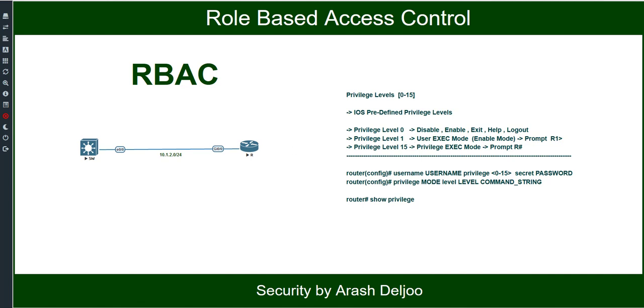And also the privilege level 15, also known as privilege mode or privilege exec mode, is the highest privilege level where all CLI commands are available. The command prompt in this mode includes a hash sign, for example, R hash sign. It is so easy.